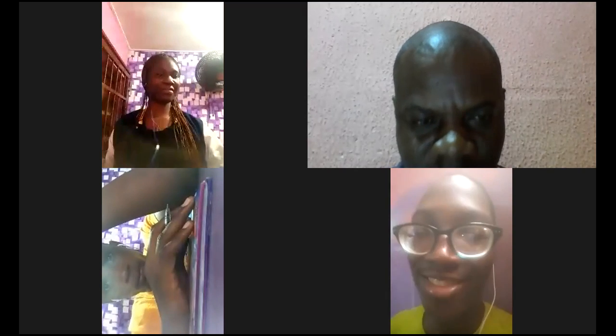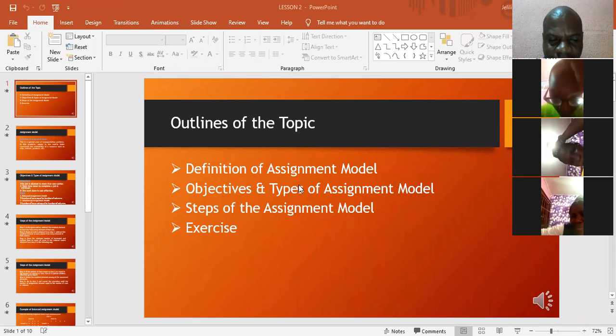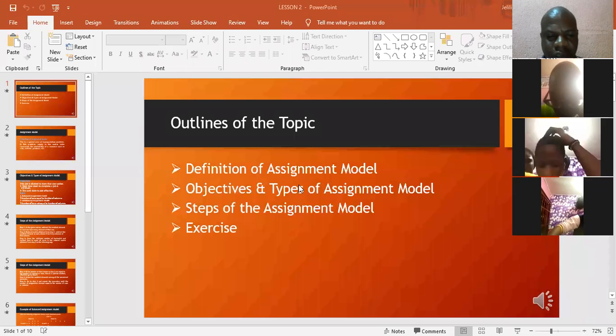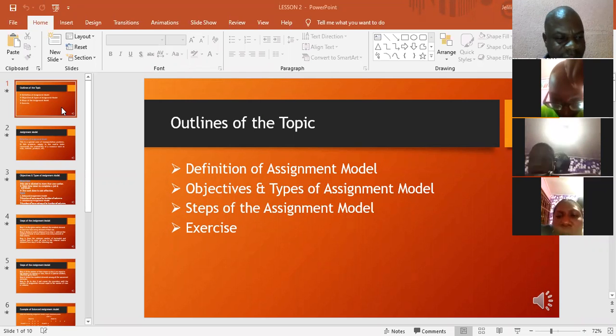Let me share my screen so that everyone will see what I'm talking about. So this is my screen, our outline of the topic. The first one is the definition of assignment model, objectives and types of assignment model, then steps of the assignment model, and the last one, we are going to look at the exercise, as in the practical class of assignment model.